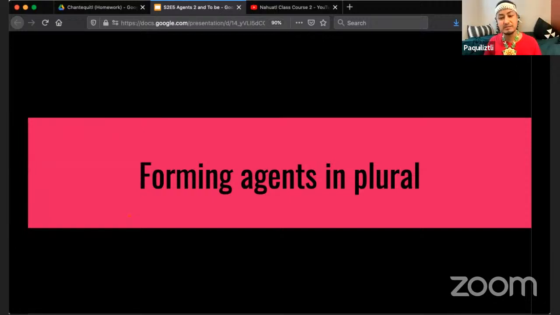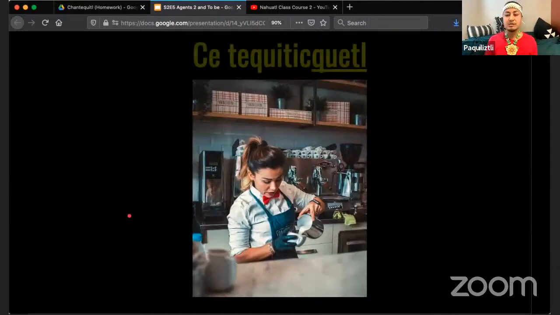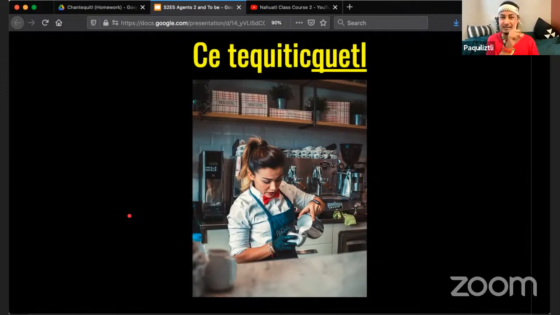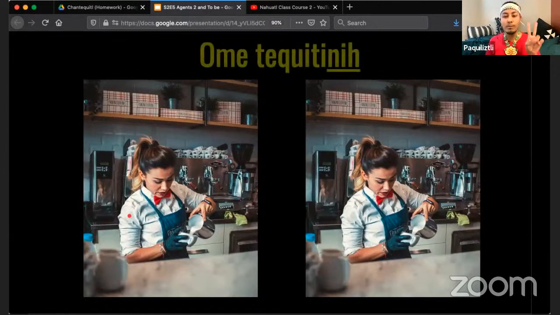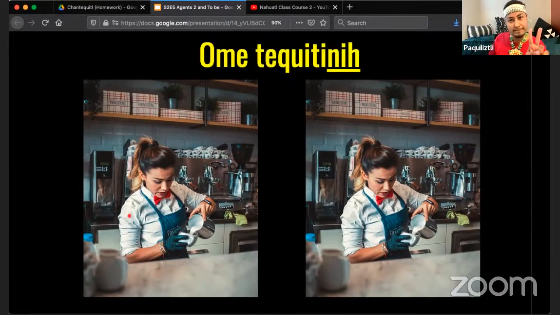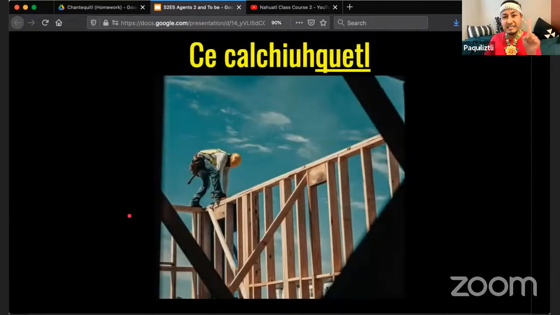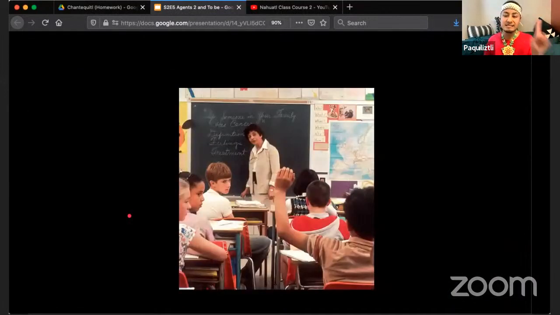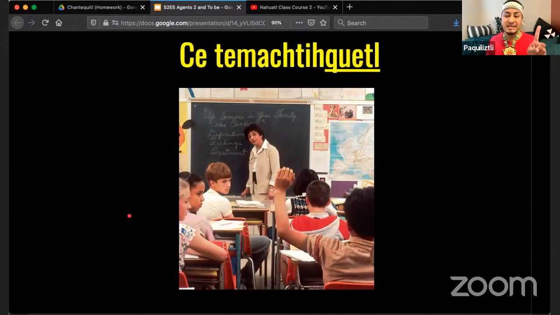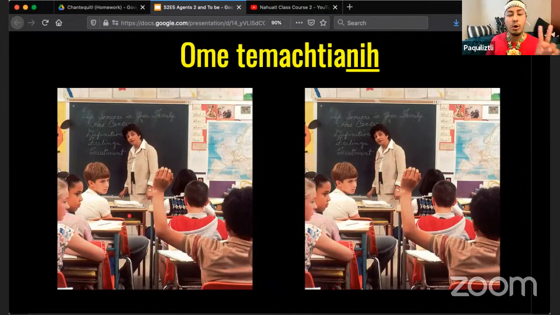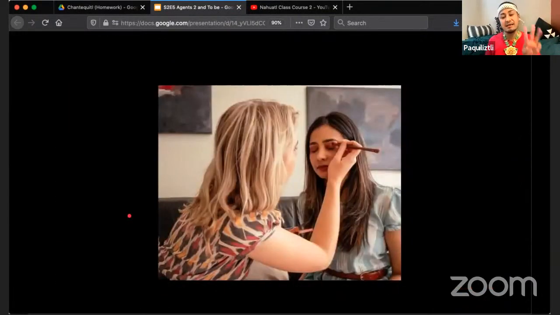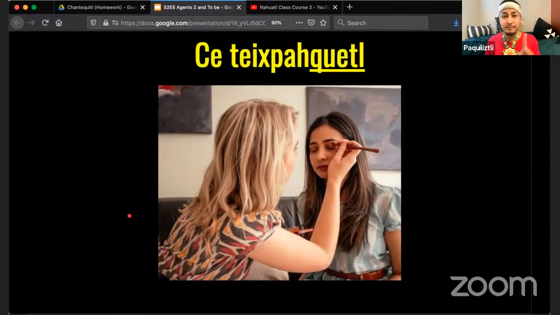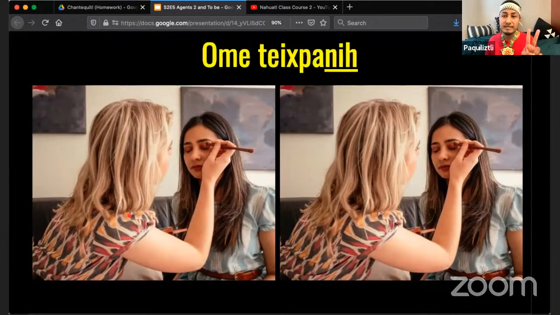The reason that I point out how to do the singular form, and I'm going to give you examples on how to do the plural form of these verbs, is because they're a little bit different from each other, and people tend to mix them up. I don't want you to mix them up. So here I'm going to give you examples. Here we have se tekitiket. And now, ome tekitini. Nikpia se kalchiket. Nikpia ome kalchiwani. Nikpia se temachtiket. Ome temachtiani. Se teishpahket, but ome teishpani.